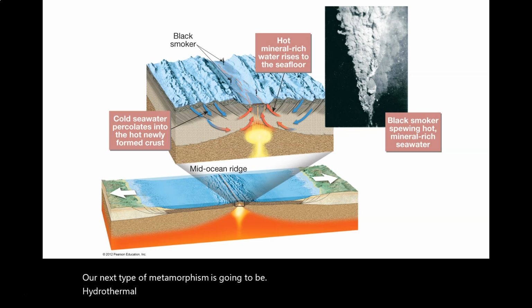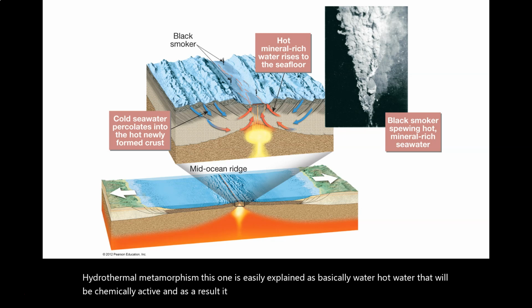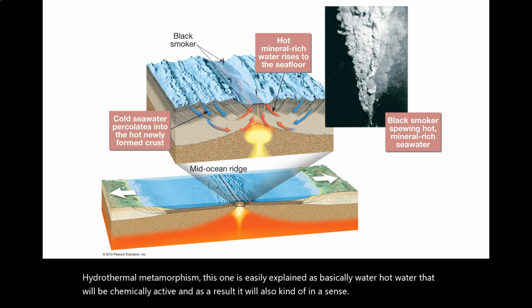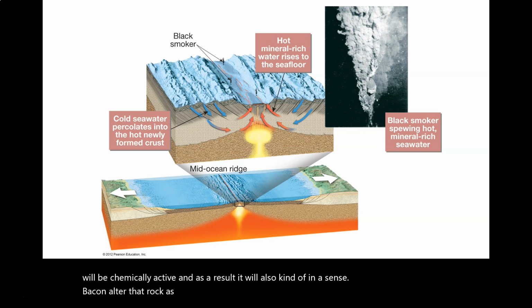This one is easily explained as basically hot water that will be chemically active, and as a result it will also, in a sense, bake and alter that rock as the water percolates into the new crust, and so you get that hydrothermal action that is changing that pre-existing rock.